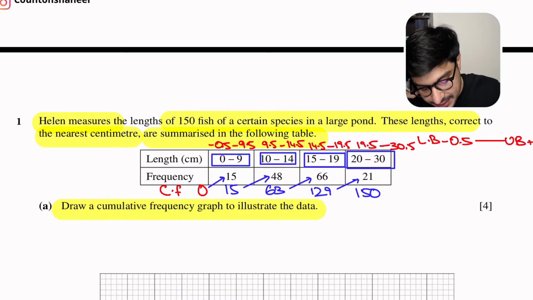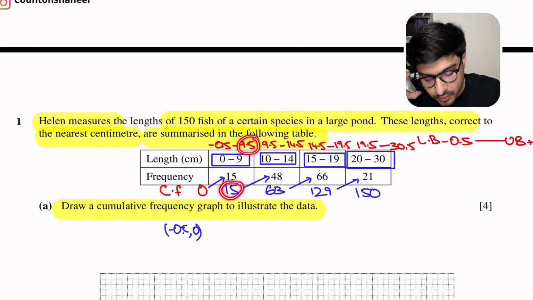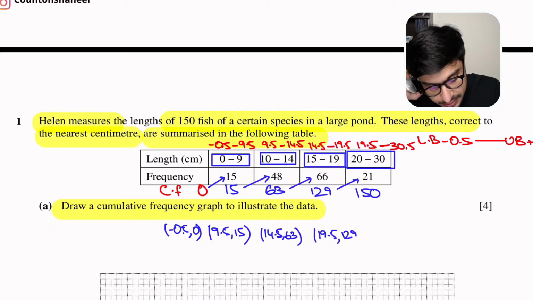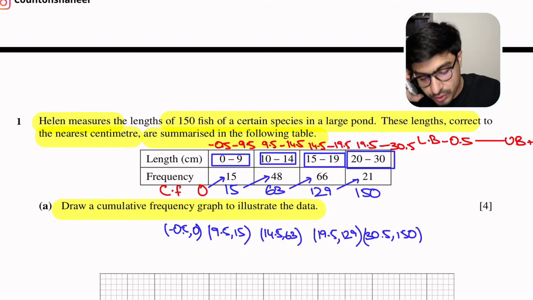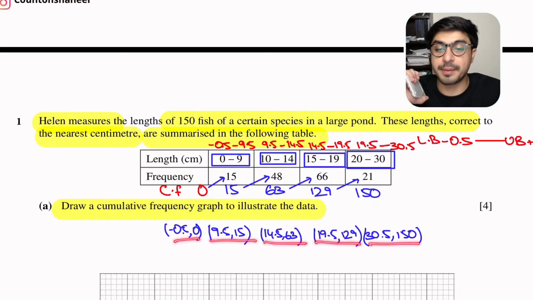तो पहला पॉइंट हमारे पास क्या आ जाएगा? It's going to be negative 0.5, 0. Then the cumulative frequency and the upper bound, so it's going to be what? It is going to be 9.5, 15 हो जाएगा. Then it's going to be 14.5, 63 हो जाएगा. Then it's going to be 19.5, 129 हो जाएगा. And then it is going to be 30.5, 150 हो जाएगा, right? So these are the things that are here, right? तो एक ये हो जाएगा, एक ये हो जाएगा, एक ये हो जाएगा, एक ये हो जाएगा और एक ये. हमारे पास सारे पॉइंट्स बन गए.